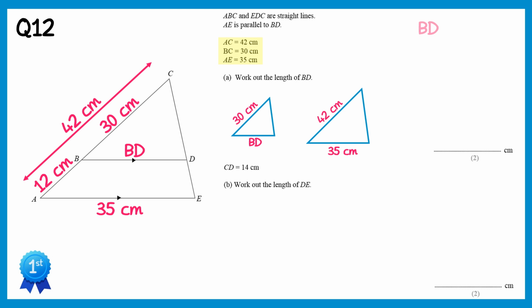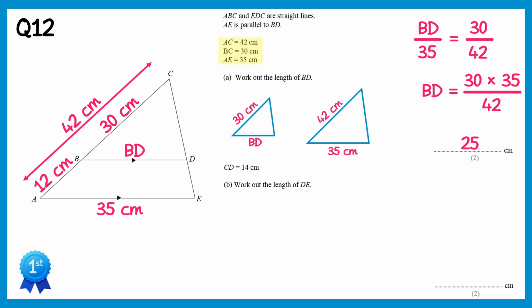We can now write BD, divide by the corresponding side on the other triangle, 35, is equal to 30, divide by the corresponding side on the other triangle, 42. If you times both sides of this by 35, you'll get BD equals 30 times 35, divided by 42, which if you type into your calculator, gets you BD as 25.